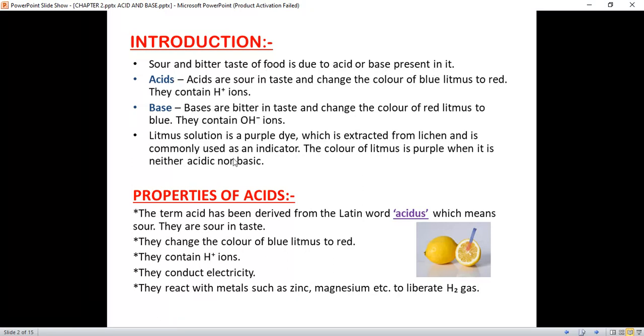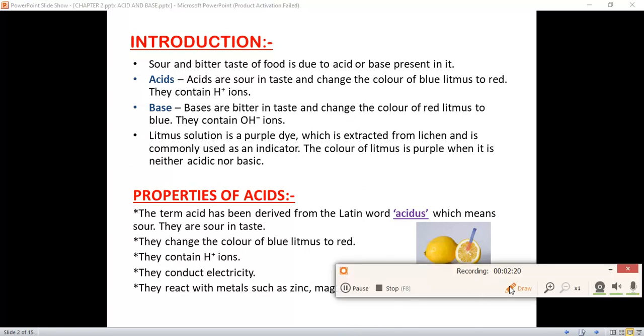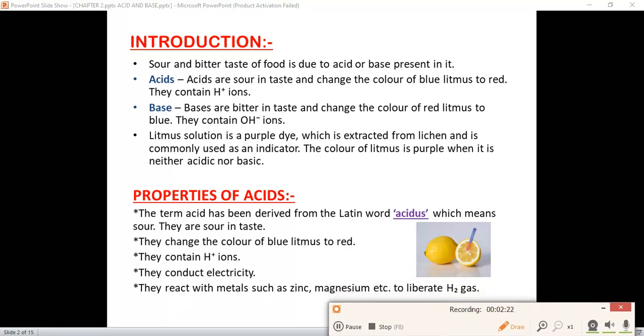Now we'll see the definition of acid. What is the definition of acid? Acids are sour in taste. Okay. First point is acids are sour in taste and change the color of blue litmus to red. This definition of acid is very important. They are sour in taste and change the color of blue litmus to red.